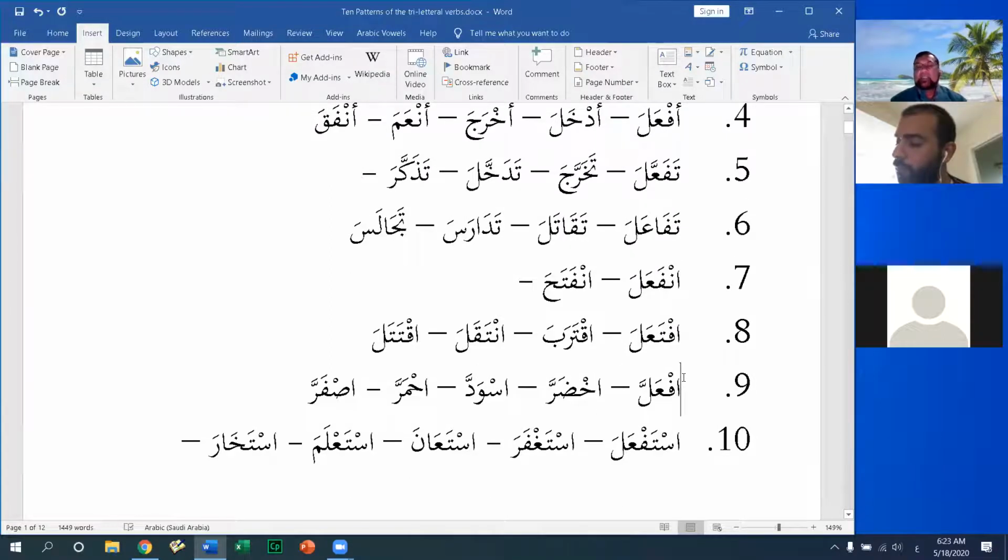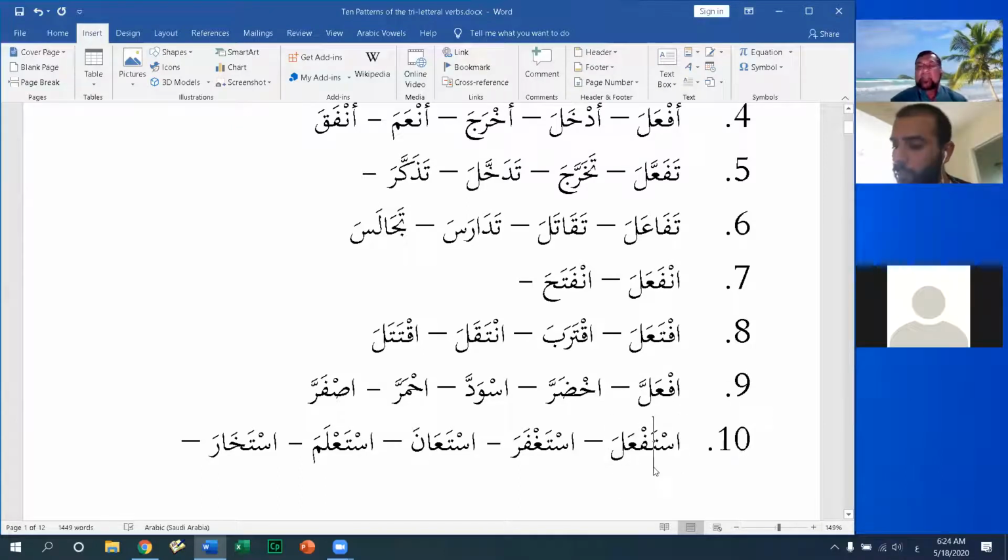The ninth pattern, interesting pattern, you take the fa, put a sukun, and you put a shadda on the lam. If'alla. And this is used exclusively for colors. In fact, I doubt there is a word that's on the pattern of if'alla that is not a color. So this ninth pattern is for colors. For example, ikhdarra means to become green. Iswadda means to become black. Ihmarra to become red. Isfarra to become yellow. Ibyadda to become white. So this pattern here is for colors.